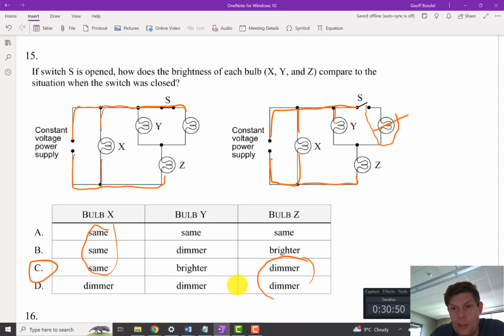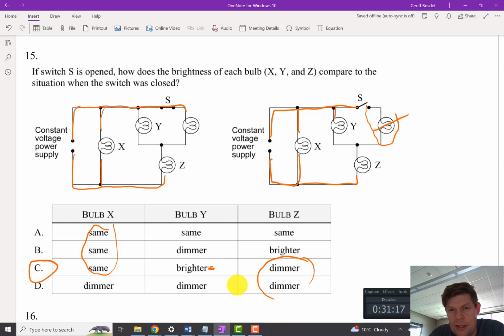It's got to be dimmer because we've increased the resistance of this section, so it's going to have less current flowing through it, and all the current has to pass through Z, so it'll get dimmer. However, that current used to split evenly between Y and this guy, and now it has to go through Y, so Y is going to actually get brighter.